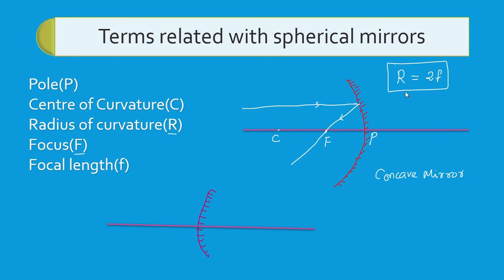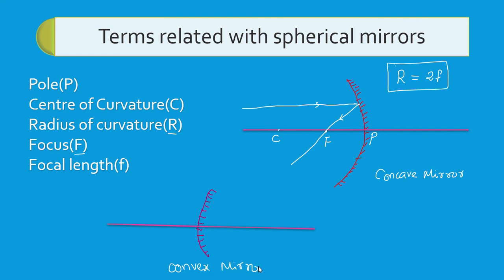So remember, whenever you draw a diagram, you have to make sure when you mark the center of curvature at a point, at the midpoint of that you have to mark the focus. If you do all these small practices, the ray diagrams you're going to do, it's going to be really easy and amazing. Okay, so the terminologies related with spherical mirrors are the pole, center of curvature, radius of curvature, focus and focal length. Now let's see what about this convex mirror.